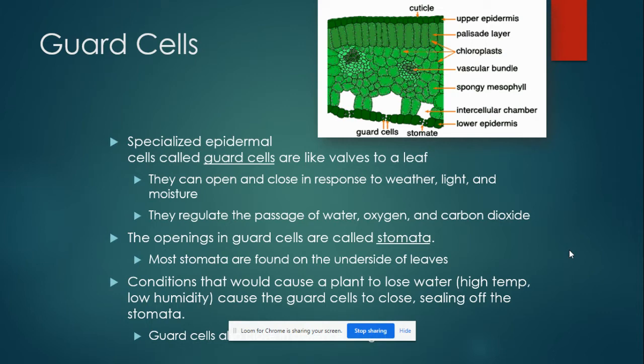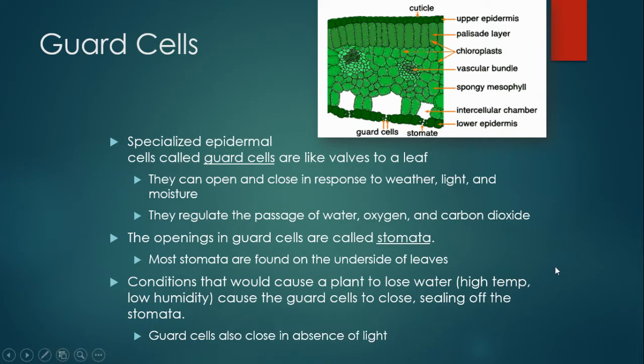Guard cells are specialized epidermal cells, and they're like little valves to the leaves. They can open and close in response to weather, light, and moisture, and that just shuts the leaf off so that it is fully protected. They regulate the passage of water, oxygen, and carbon dioxide, so they're used for gas exchange, kind of similar to what your stomata do, except the guard cells are also allowing water in and out.